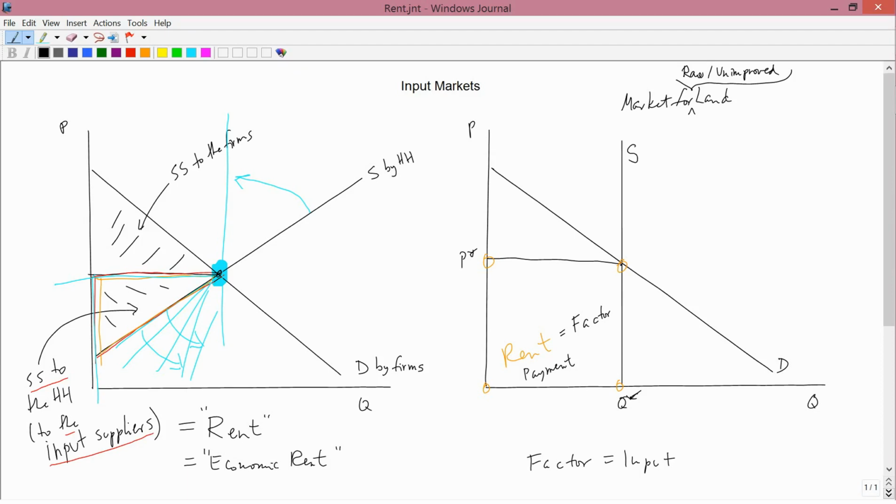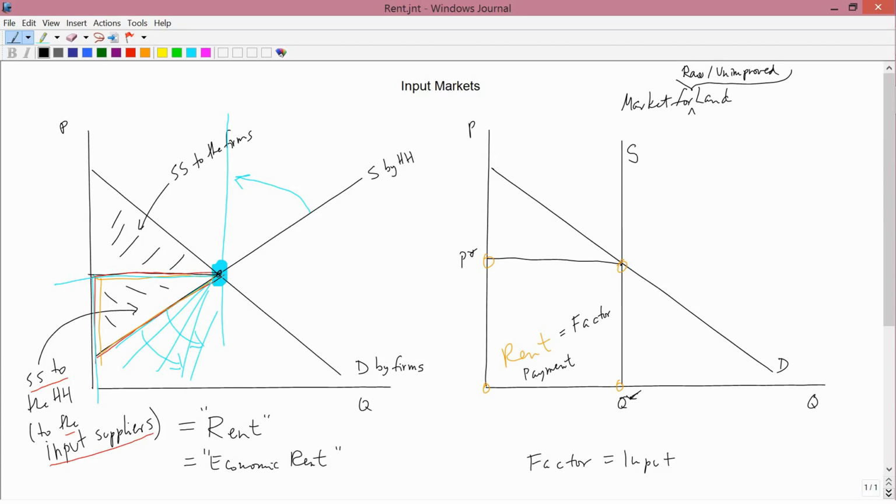Let's say the landowner gets $1 million for renting out his unimproved land for 10 years. He would have been willing to accept a penny to rent it out for 10 years because he doesn't have any alternative use for it. So the excess of the amount he gets, which is $1 million, over the amount that he would have been willing to accept, which is essentially zero, it's a penny, is rent. And the rent is the whole factor payment. So when we're discussing the market for raw unimproved land, the entire factor payment is economic rent.